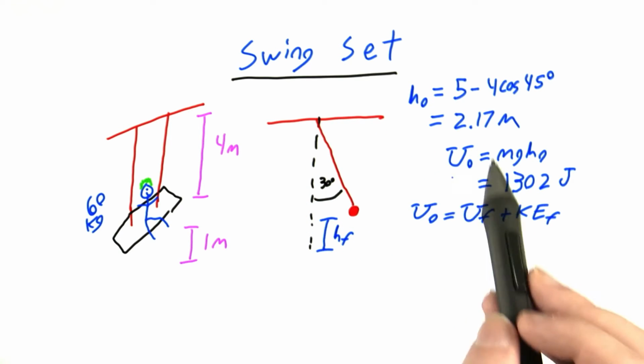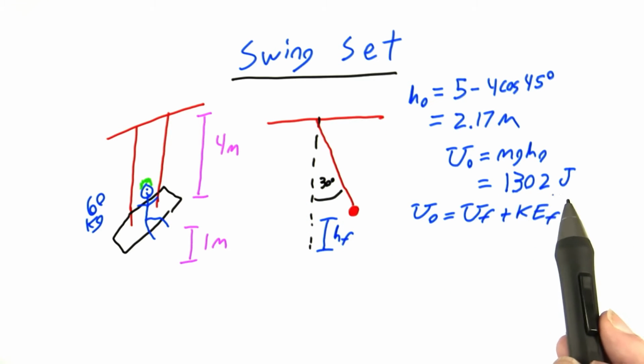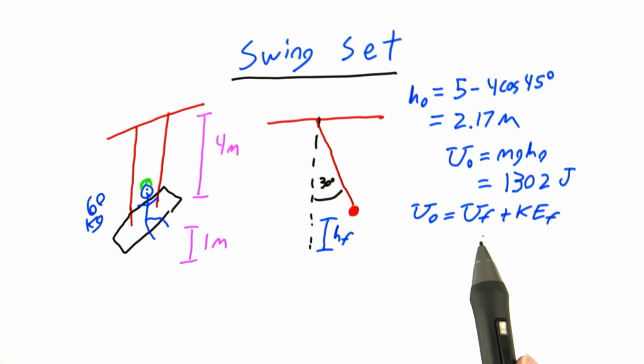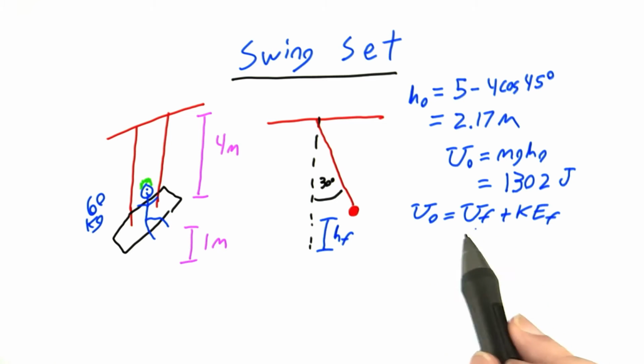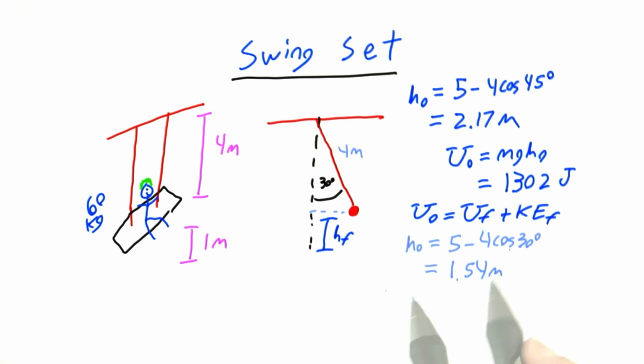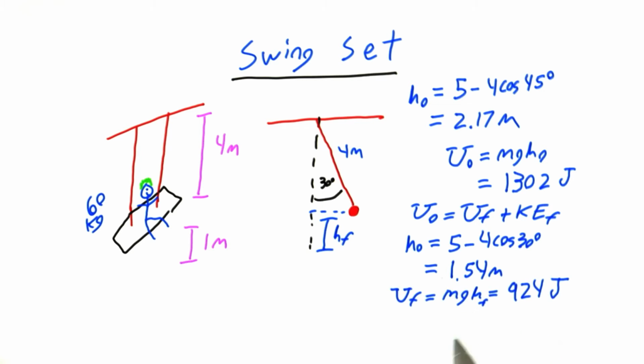So I know that the original potential energy, this value of 1,302 joules, is going to be exactly equal to my final potential energy plus my final kinetic energy. So let's start by solving for the final potential energy. So once again, doing a little more trigonometry, I find that my final height above the ground is 1.54 meters. And using this height, I get a final potential energy of 924 joules.